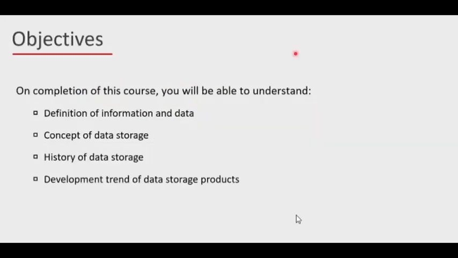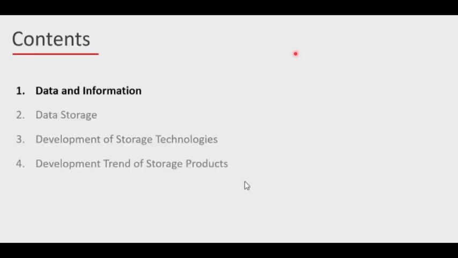Objective-wise on this topic, we'll go through the definition of information and data first, concepts of data storage, history of data storage, and finally development trends of data storage products. Content-wise, we only have 4 things to go through. Some chapters are very long, but this chapter is pretty short. So we'll go through data and information, then data storage, then development of storage technologies, and finally development trends of storage products.